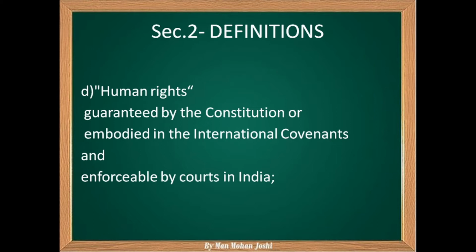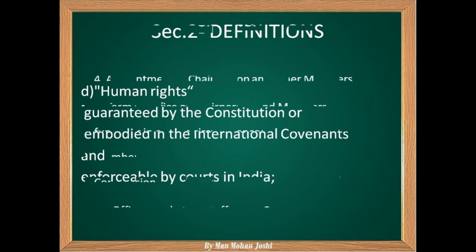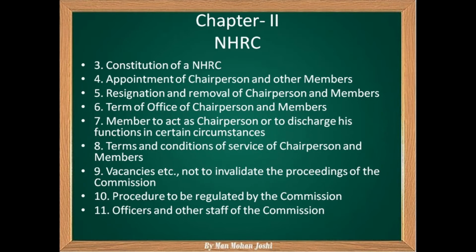So you have to remember that the particular covenant which was adopted by United Nations on 16th of December 1966 was related to political rights and civil rights. The rights provided under that covenant of 1966 are also known as human rights. So to protect these rights, the law provides National Human Rights Commission, in short known as NHRC.